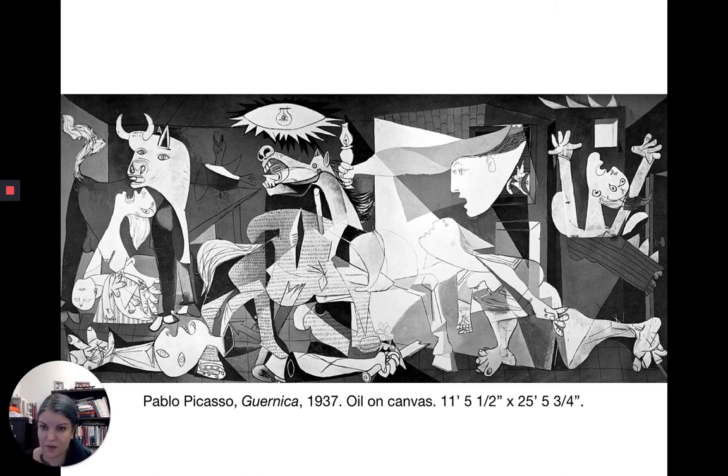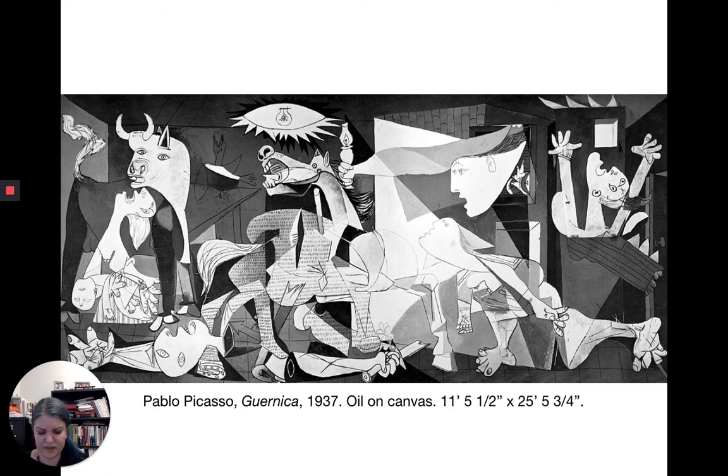Picasso hears about this and he is very upset. And so he decides to make this work, which is this mural-sized canvas. It's very large. It's 25 feet long and 11 feet high. But though it's inspired by what happened at Guernica, and it is titled Guernica, he makes it purposefully non-specific. So it doesn't have specific imagery. We don't see Nazi planes. We don't see any kind of flag or anything showing us that this is, in fact, Guernica.